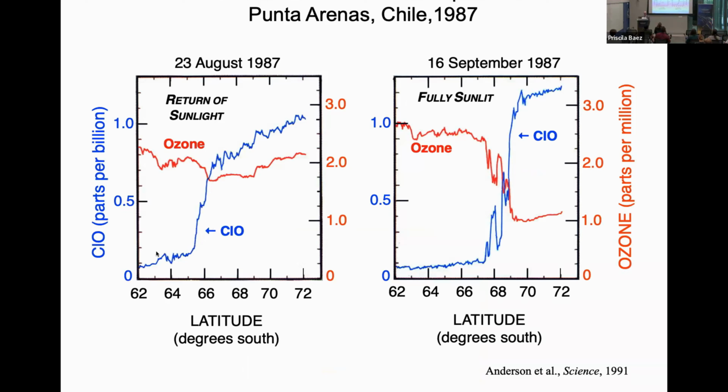Okay, 1987 was an aircraft campaign to Punta Arenas, Chile, and Jim Anderson and his group at Harvard measured ClO from an aircraft, with much better precision than the ground-based remote sensing. Here's ozone before we have sunlight. Here's, what is this? 3 weeks later, ClO is high. Here's the chart. Here's the axis for ClO. Notice the anti-correlation between ozone and ClO, a really strong anti-correlation.